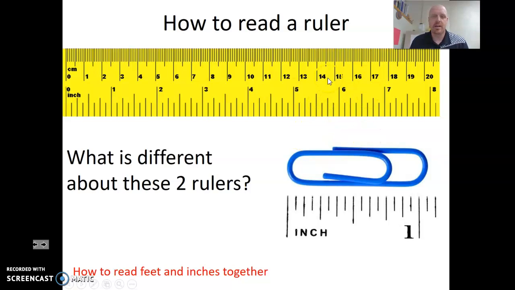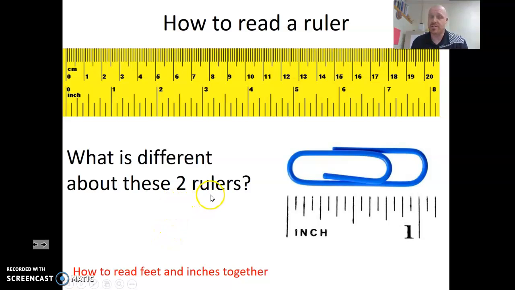First one, obviously, on top here, we have centimeters on top, and then we have inches on the bottom. On the bottom one here, we just have inches. Now notice you could read this is just longer than 1 inch, all right? So if this is 1 inch, that's 1 1/16 of an inch, all right? And so that's how we break that down.